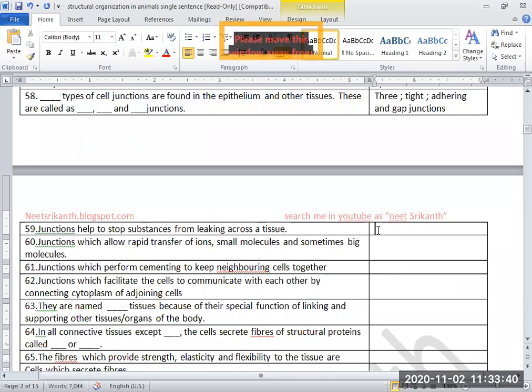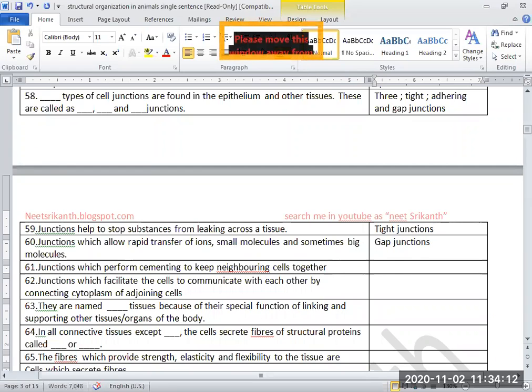Question number 59. Junctions which help to stop substances from leaking across a tissue. Tight junctions. Very good. Next, junctions which allow the rapid transfer of ions, small molecules, and sometimes big molecules also. Gap junctions.